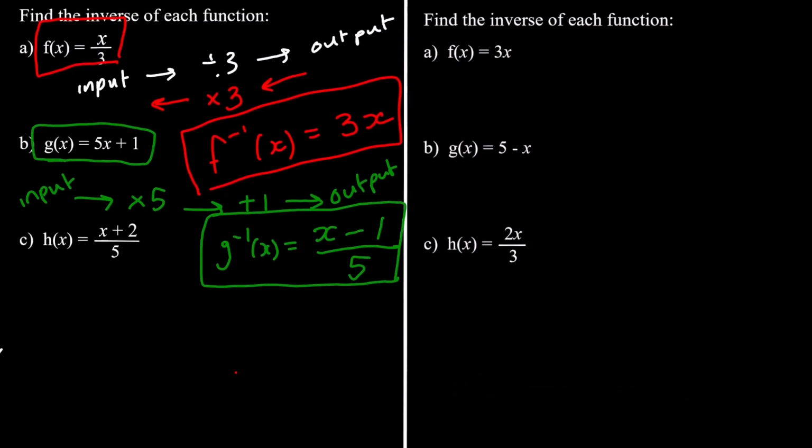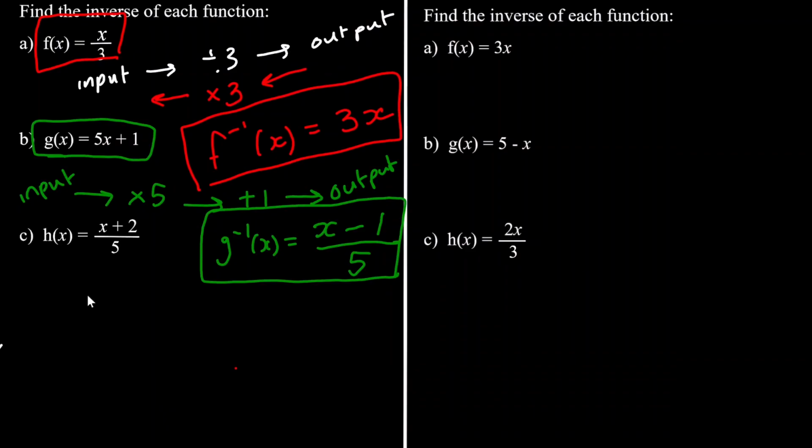And then h of x, this last one here, I'm going to actually show you a different way of doing it. So I'm going to write h of x as y equals x plus 2 over 5. In an inverse function, the x becomes the y becomes the x, the output becomes the input, and the input becomes the output. So if I switch these x and y's around, I'm going to have x equals y plus 2 over 5.